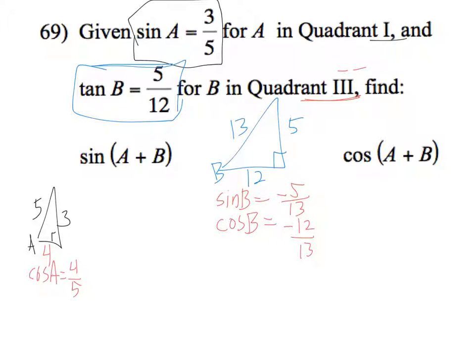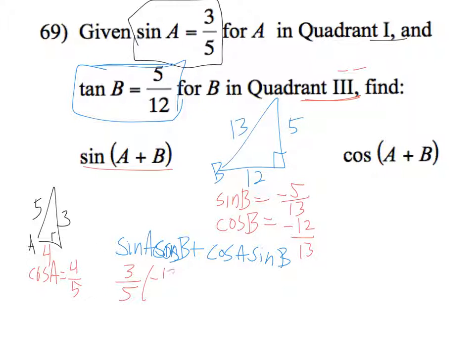Again, I need all of this information before I can even approach this problem. I need this information because sine of A plus B is going to be sine A cosine B plus cosine A sine B. And without doing those triangles first, I cannot do this problem. So sine A is 3/5. Cosine B is negative 12 over 13, plus cosine A is 4/5.